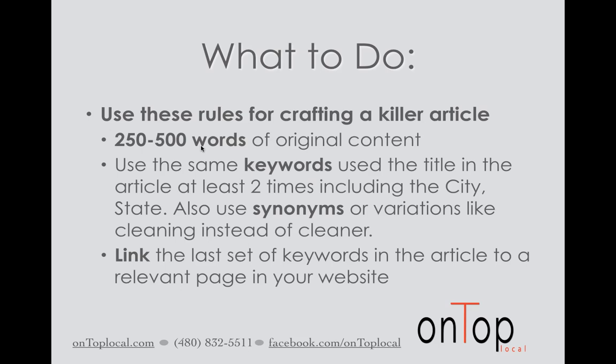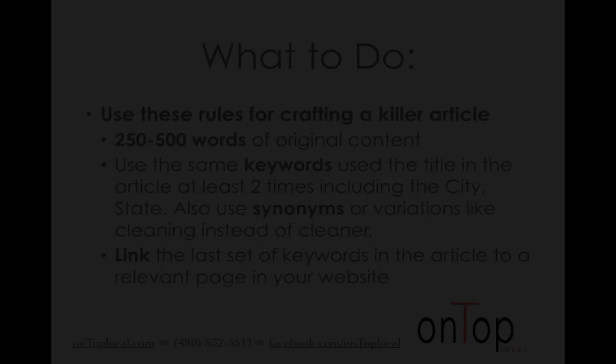So if your title was Best Carpet Cleaner in Gilbert, Arizona, then you're going to use Best Carpet Cleaner in Gilbert, Arizona throughout the body of your content, weaving it into different sentences at least 2 to 3 more times throughout the article. You can also use synonyms and variations like cleaner instead of cleaning, but we don't want to deviate too much away from that main keyword phrase. And by keyword phrase, I mean what you used in the title. Then we want to make sure that we link the last set of keywords in an article to a relevant page on our website, and we'll go over how to do all of this.